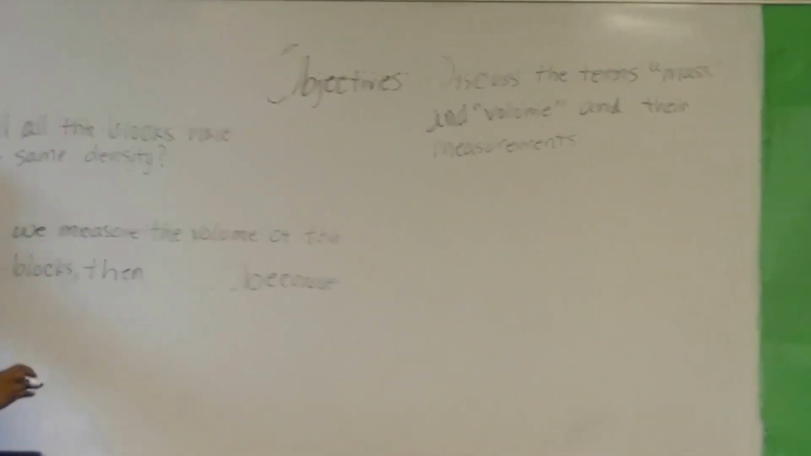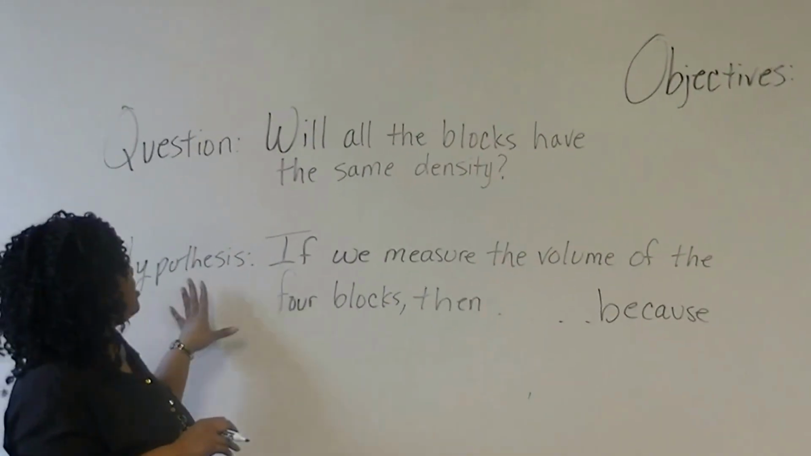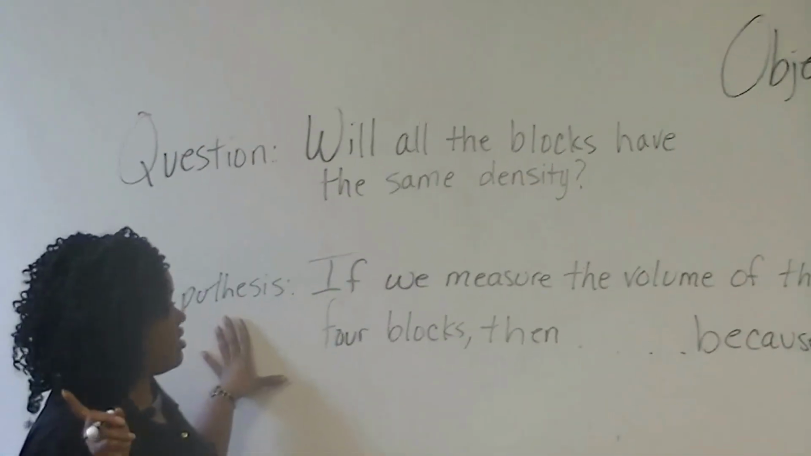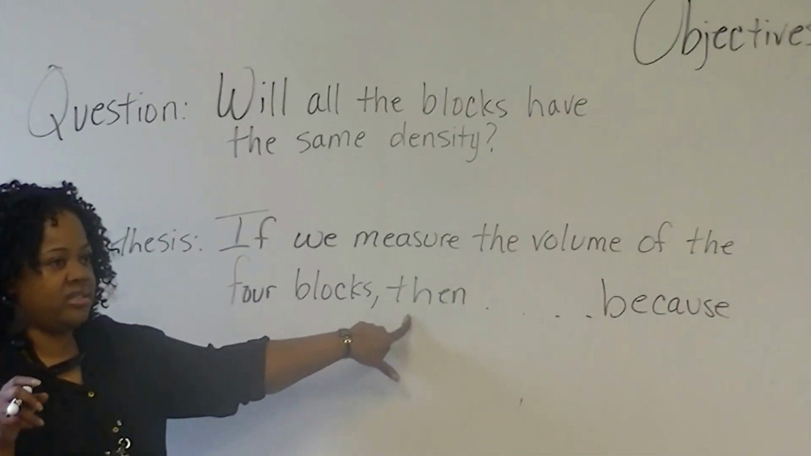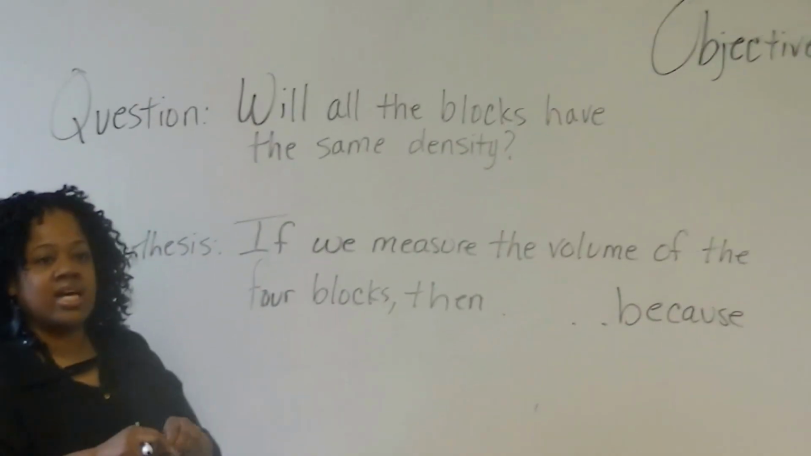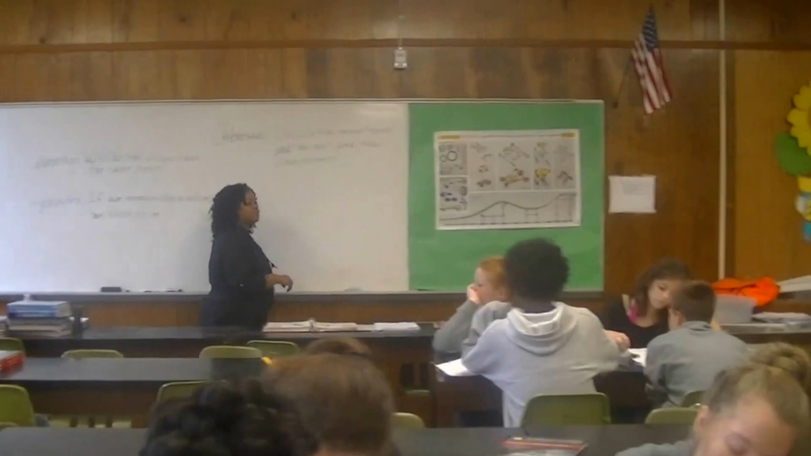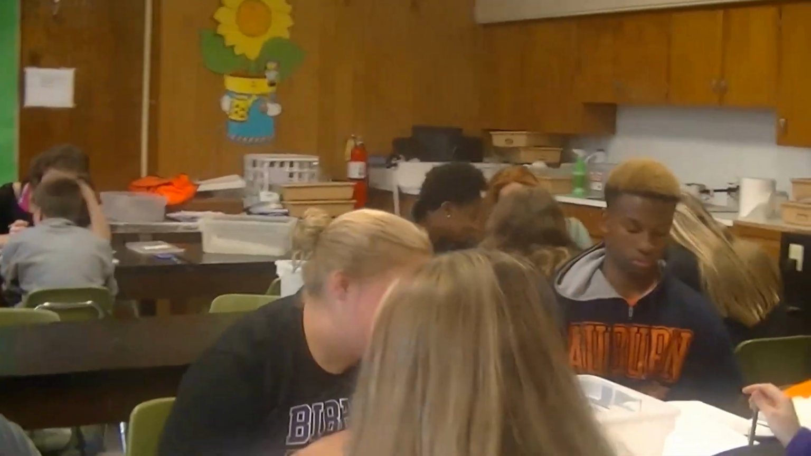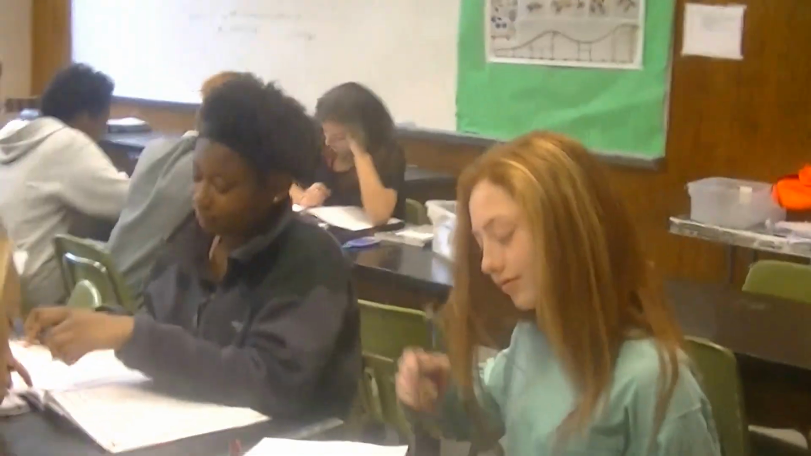So our question was, will all the blocks have the same density? Now our hypothesis, which is good, start off. If we measure the volume of the 4 blocks, then you guys come up with that and your because. Okay? So let's go ahead and start with that. Less dense one, bigger than the more dense one. Just like the smaller ones have more density.